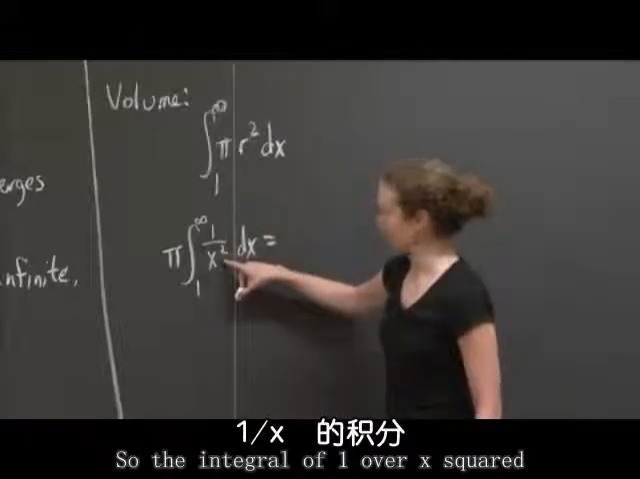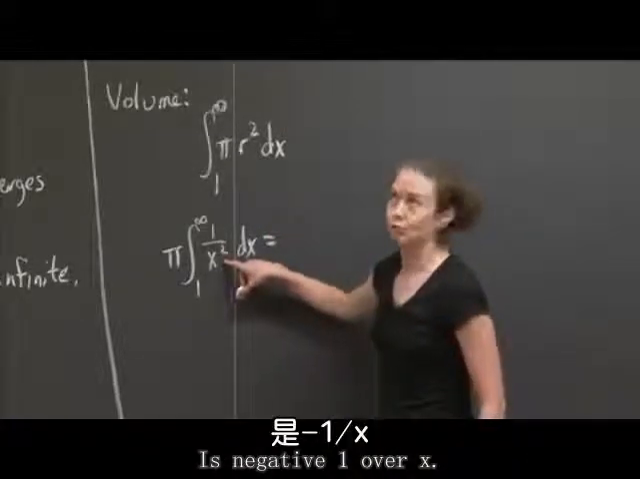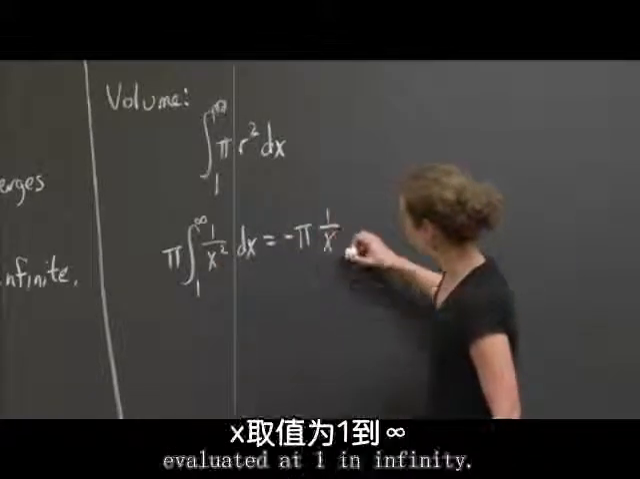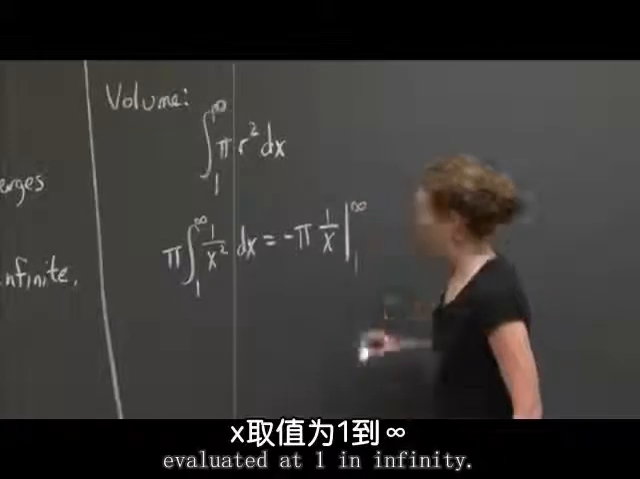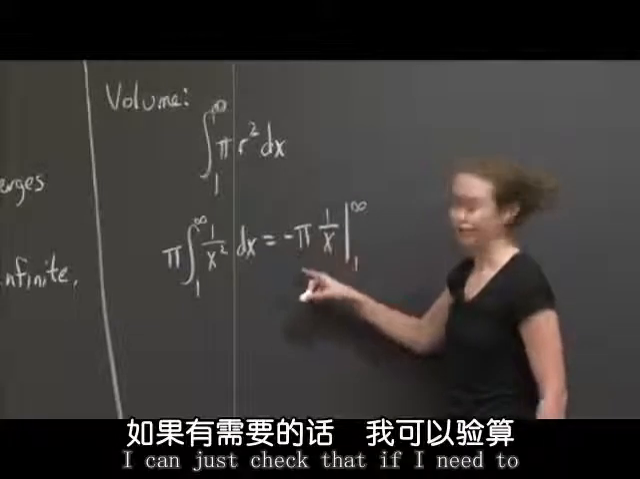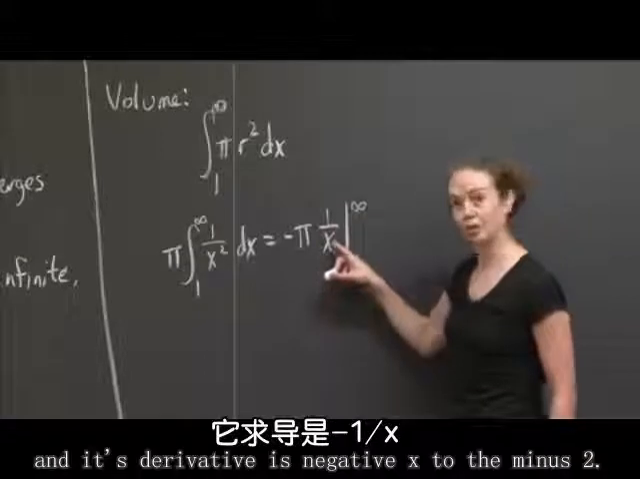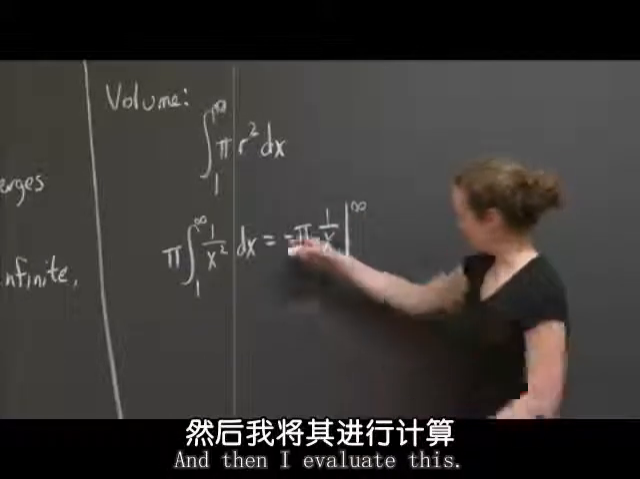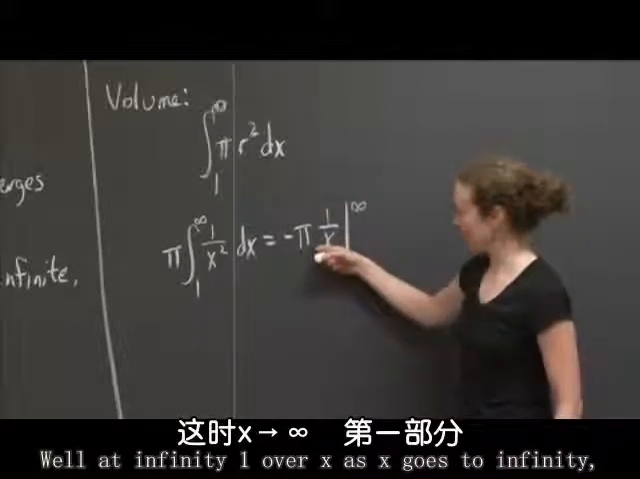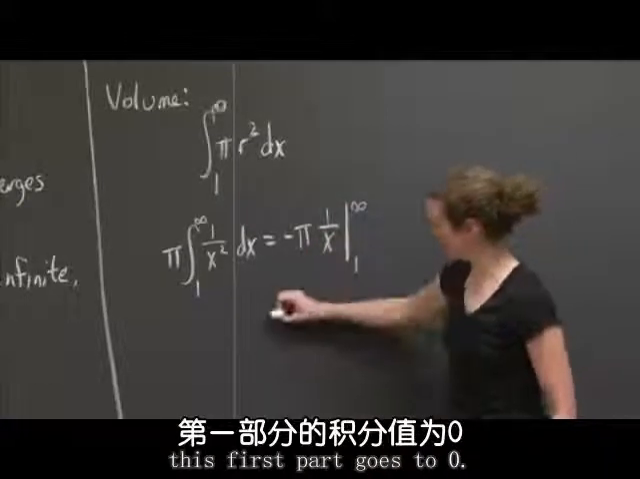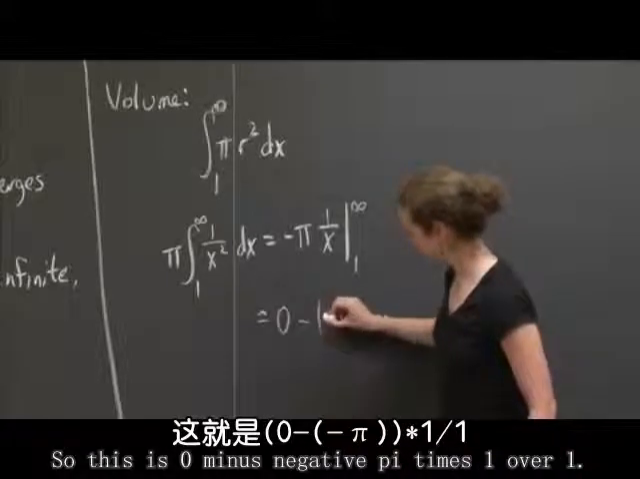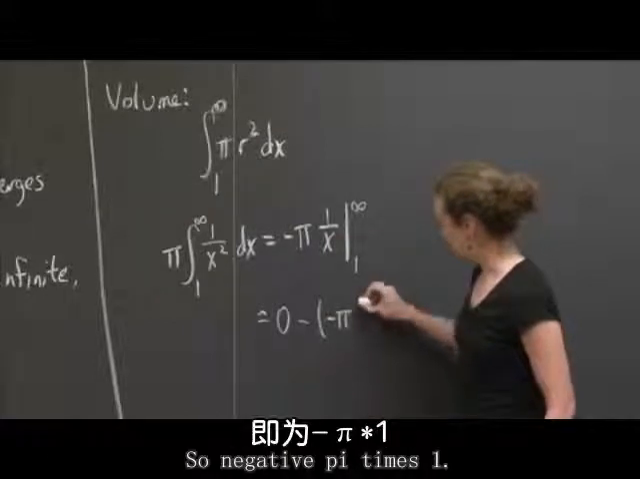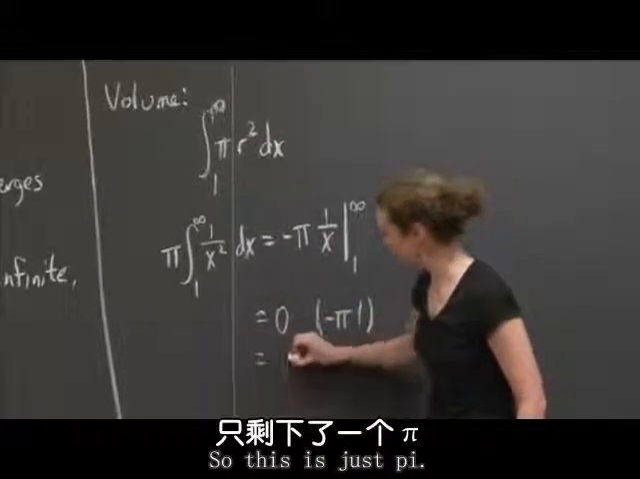So the integral of 1 over x squared is negative 1 over x, so I get minus pi times 1 over x, evaluated at 1 and infinity. I can just check that: this is x to the minus 1, and its derivative is negative x to the minus 2. That's why I needed that negative there. And then I evaluate this. At infinity, 1 over x, as x goes to infinity, this first part goes to 0. So this is 0 minus negative pi times 1 over 1, so negative pi times 1. So this is just pi.